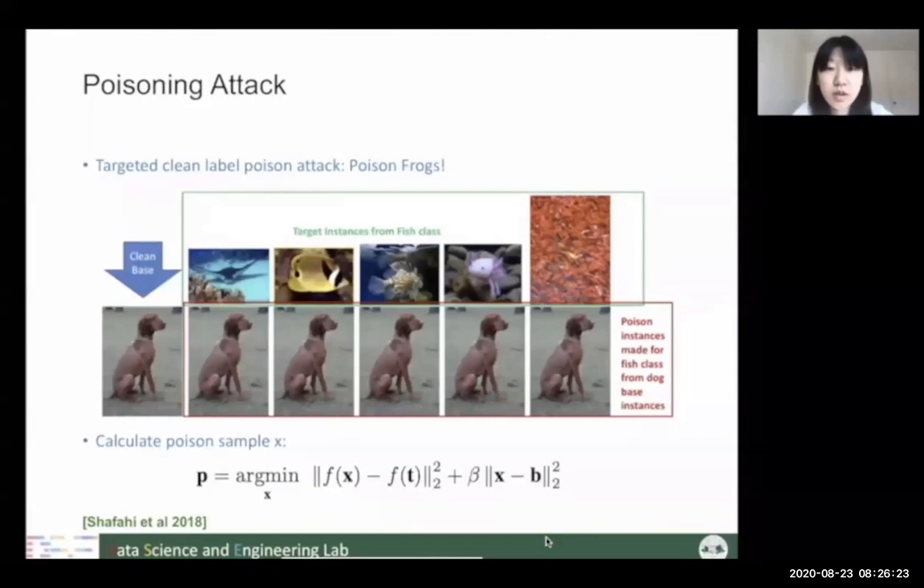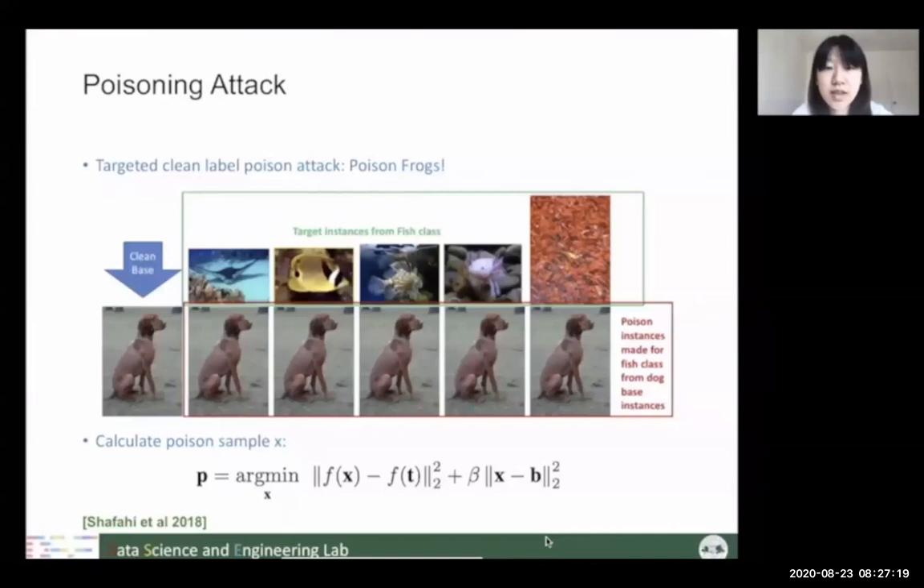Look at these two classes of images. The first line, fish, are the samples from the target class. And the second line, dogs, are the base class images. Then what we're going to do is compute the poisoning sample P by computing this formulation. Here, assume that we have a clean network and f(x) is a feature space representation of the input x. It denotes the function that propagates an input x through this trained network to the layer before the softmax. So the first term, f(x) minus f(t), calculates the feature space distance from sample x to sample t from the target class.